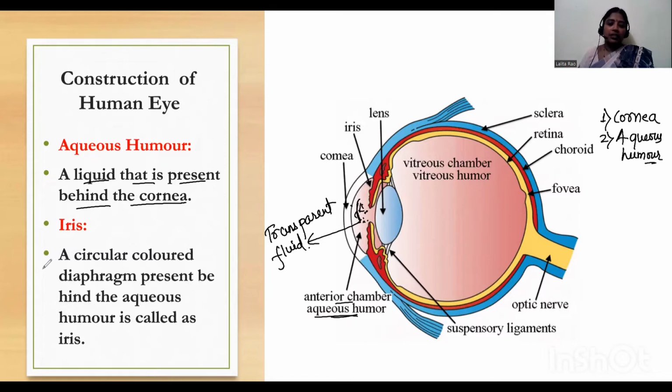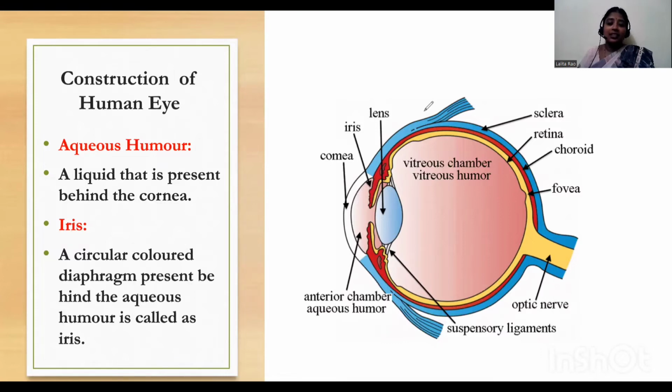Now, after this, we have iris. This is that part which is known as iris. Now, what is iris? Iris is nothing but a circular colorful diaphragm.